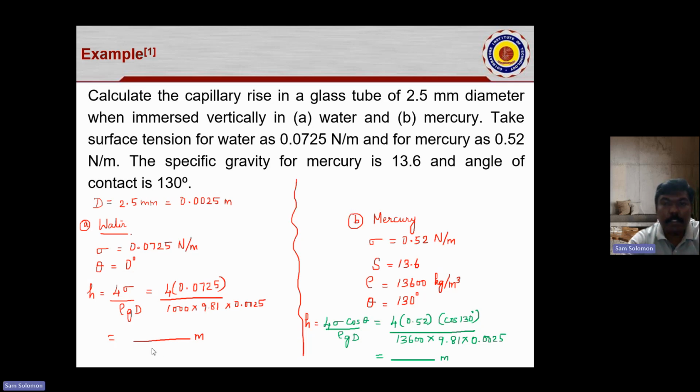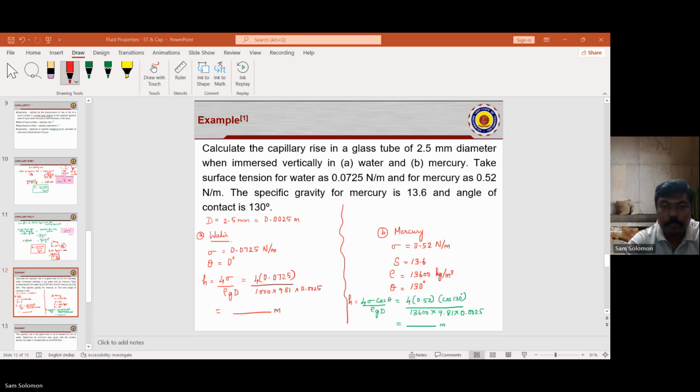So let's use the calculator. Four into 0.0725 whole divided by 1000 divided by 9.81 divided by 0.0025. And so that gives us 0.0118, so 0.118 mm. So that is what we get in case of water.